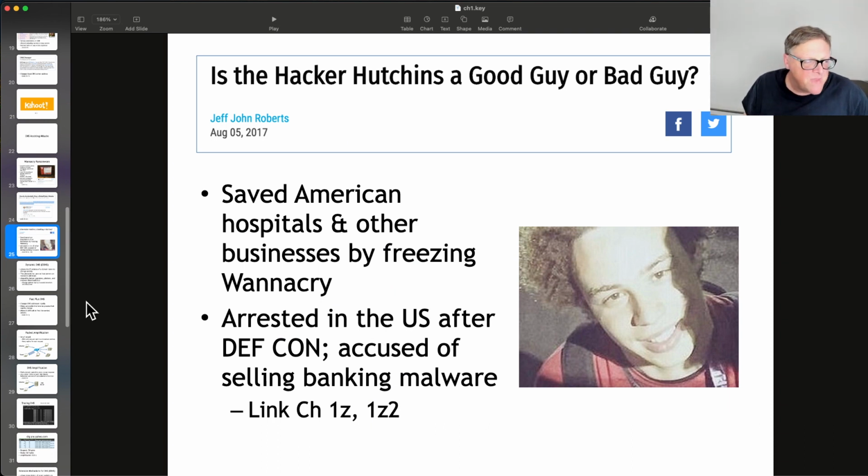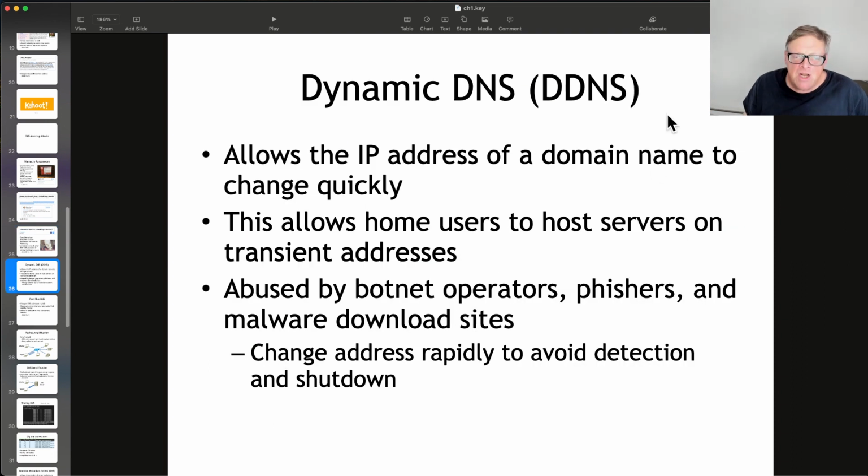So anyway, all right. Dynamic DNS is a system that allows you to host servers on temporary addresses. If you have a home internet connection and your IP address changes frequently, which is really not that common anymore, then you can have a system where traffic is rerouted through a dynamic DNS server to find your machine wherever it is and let it run as a server. That was the idea. But now it's abused by botnet operators and phishers and malware download sites that change addresses rapidly to avoid getting blocked and shut down.